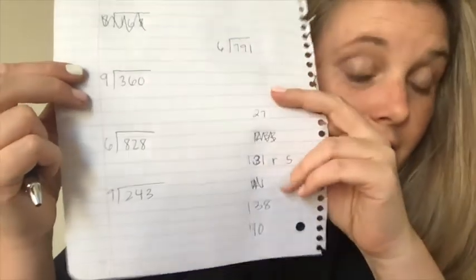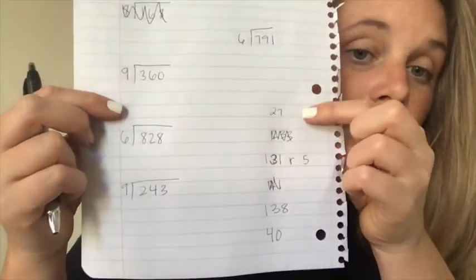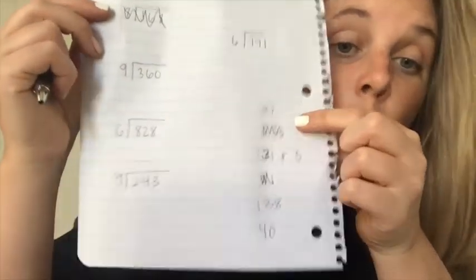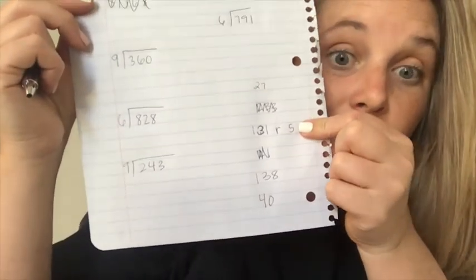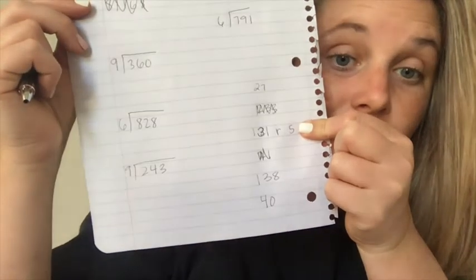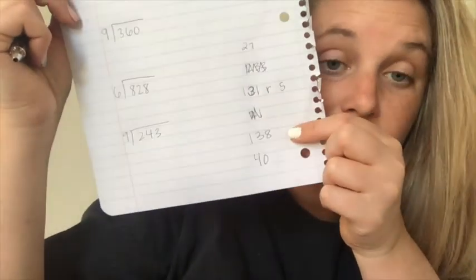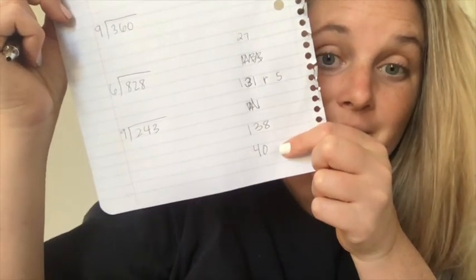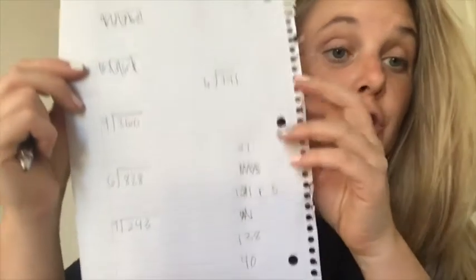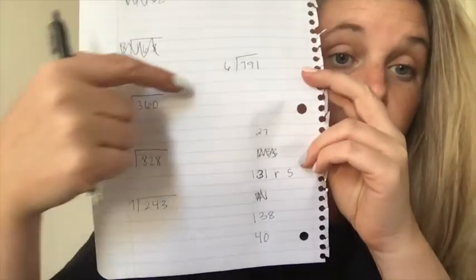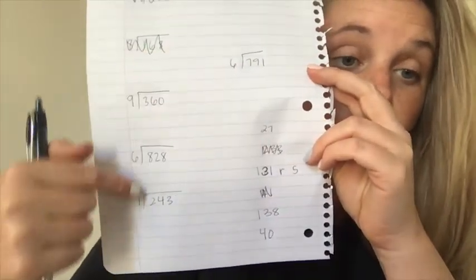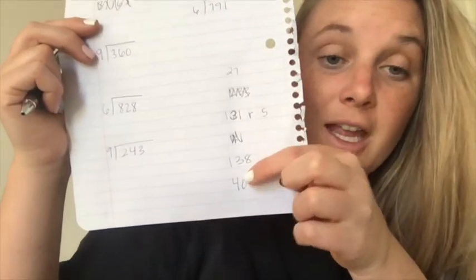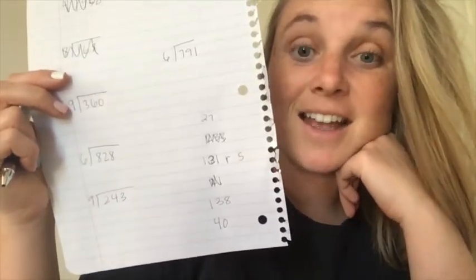Now here's your answers. 27, write that on a new index card. 131, remainder 5. 138. And 40. So you're going to do these problems in your journal, and then you're going to try to match them up with your answers, okay? Okay, have fun.